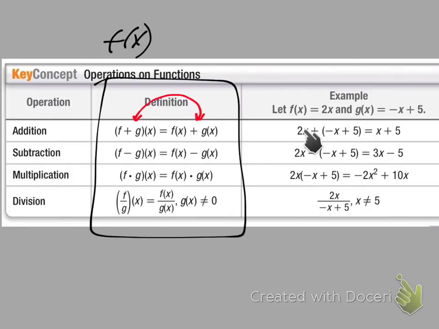Now, here's my point, okay? Let's look at this example here. Let's just focus on just the addition, okay? Up here, they say let f of x equals 2x and g of x equals negative x plus 5, okay? So without knowing how to do the problem, without doing the right side, I want everybody looking at the left, okay? Now, what do you think you do?